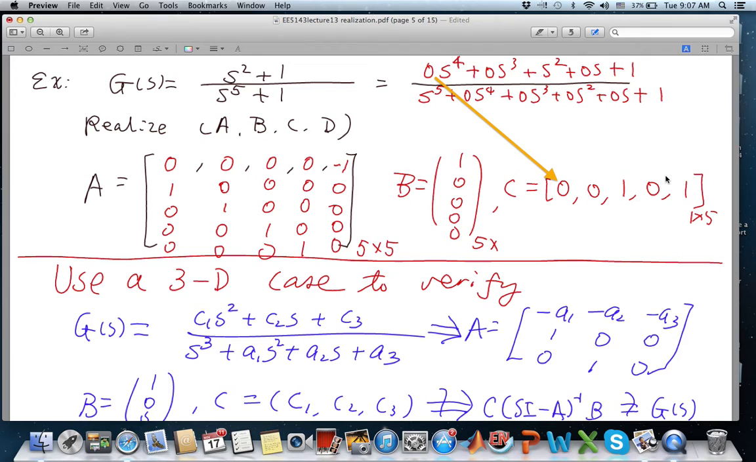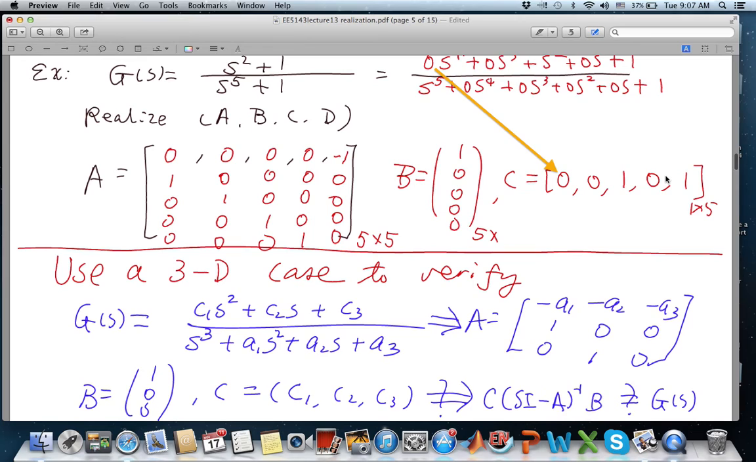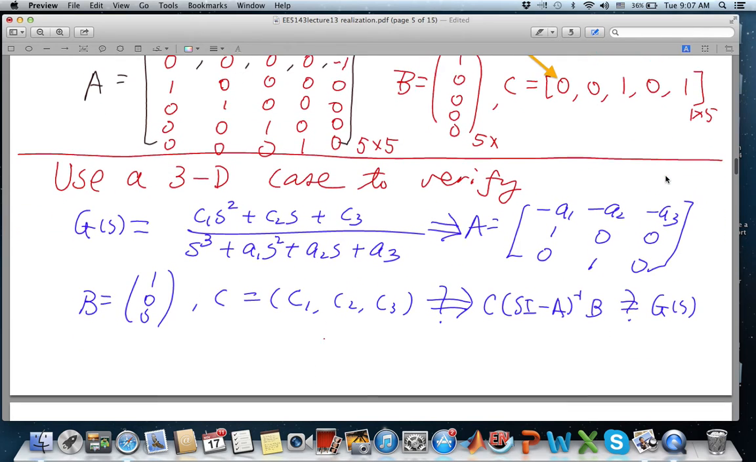So this second order and fifth order example shows us how to match the A, B, C, D parameters from your numerator and denominators of the transfer function. Next, we're going to verify: if we really have such a system, will the transfer function obtained from C times (sI minus A) inverse times B really be the original transfer function?